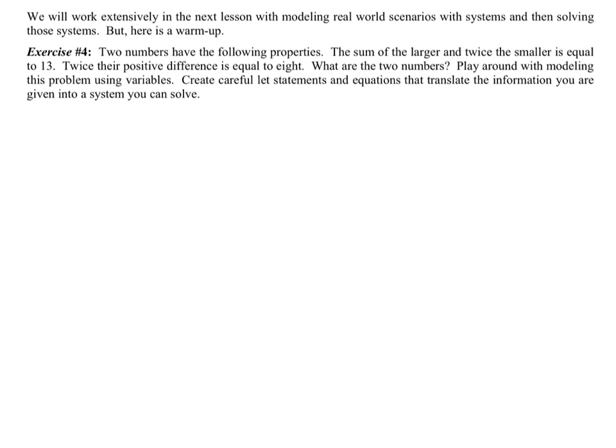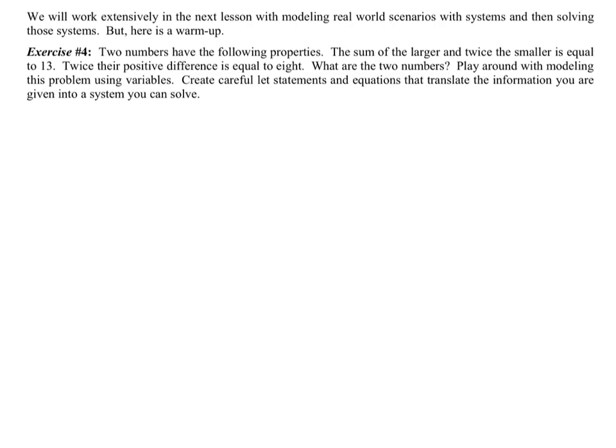So we're going to work extensively in the next lesson with modeling real-world scenarios, but here's a warm-up to get us kind of prepared for the next lesson. Two numbers have the following properties. The sum of the larger number and twice the smaller number is equal to 13. Twice their positive difference is equal to 8. What are the two numbers? So we're going to play around with modeling this problem using variables. We're going to create careful let statements and equations that translate the information we're given into a system we can solve.